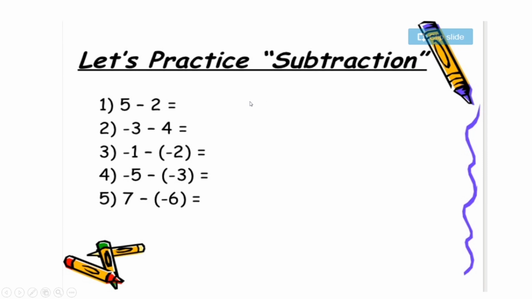Let's practice subtraction. 5 minus 2 which is equal to 3. Here both are negative integers. So we will add 3 plus 4 is 7 and the big number has a minus sign. So the answer is minus 7. And here keep the first integer same, minus 1. Change the sign, minus into plus. Minus 1 plus. And change minus 2 into 2. So 2 minus 1 is the answer.